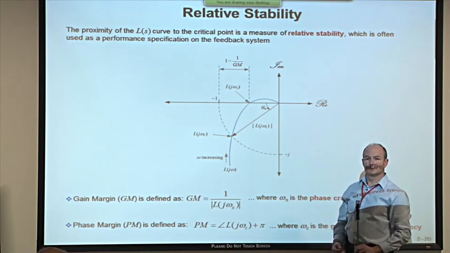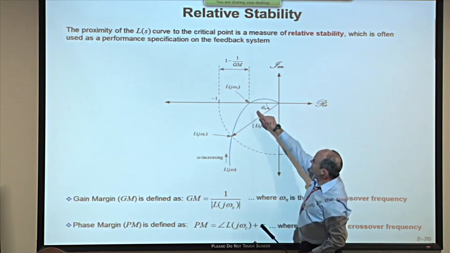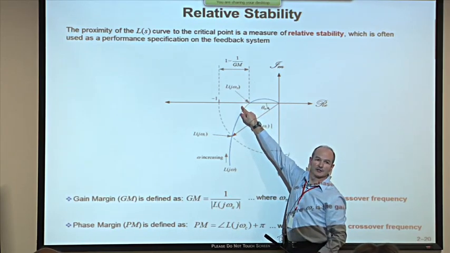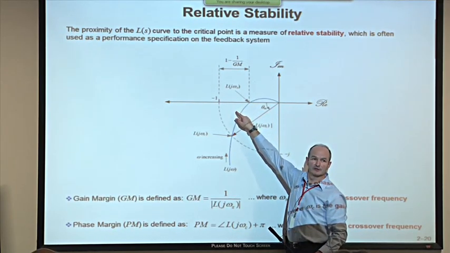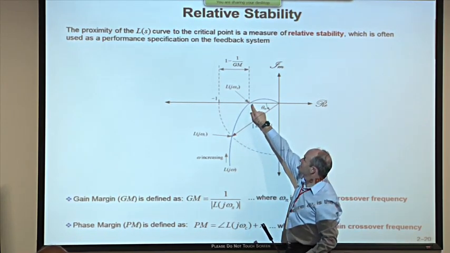The other frequency at which we measure stability is the frequency at which we have 180 degrees of phase shift, plus or minus 180 degrees, plus or minus pi radians, whatever you like to think.